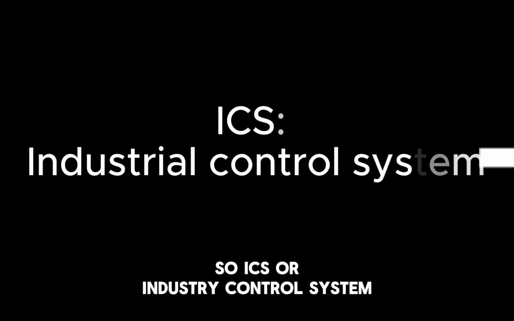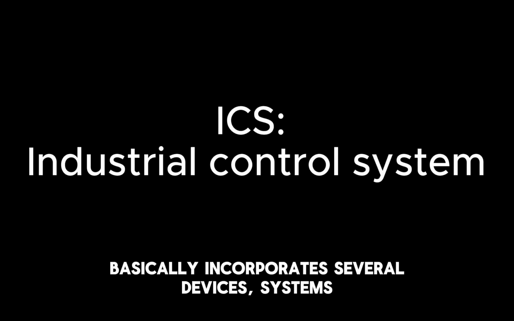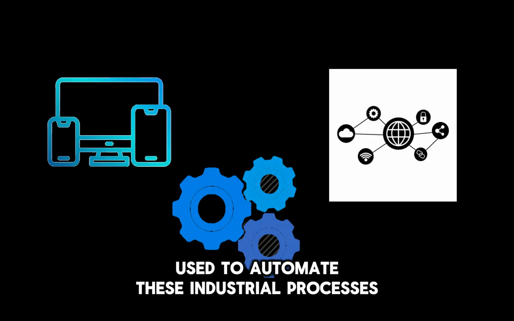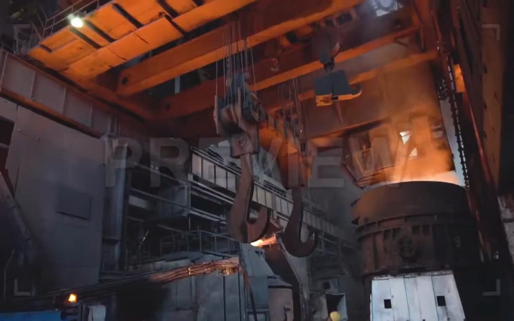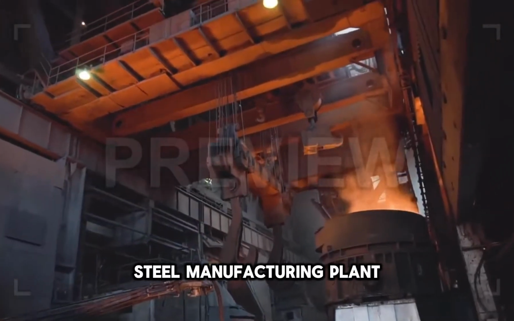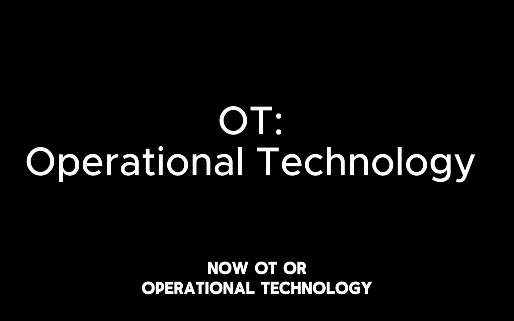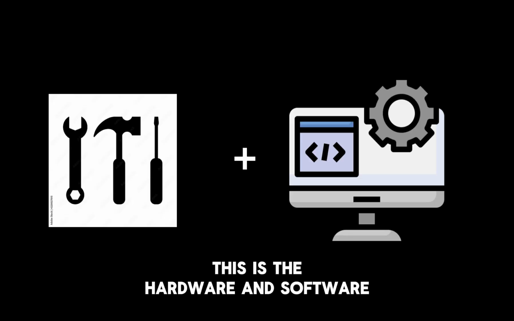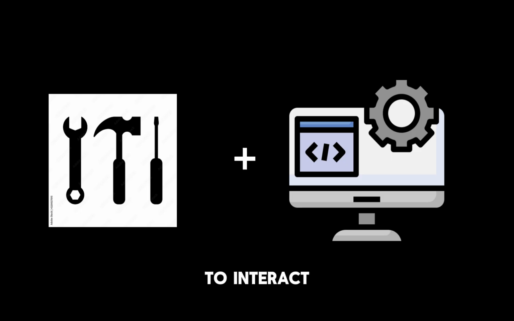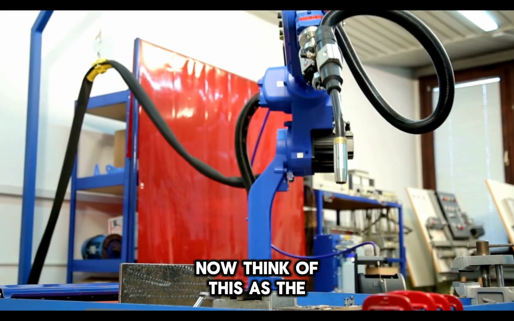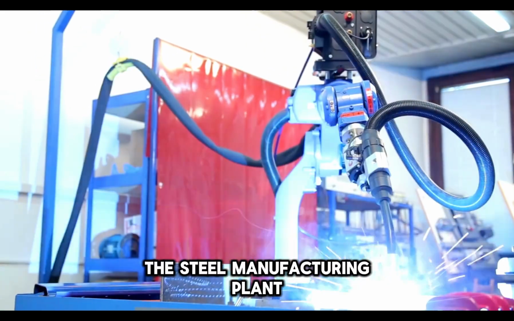So it's important to understand what ICS and OT is. ICS, or Industrial Control System, basically incorporates several devices, systems, networks, and controls used to automate these industrial processes. Think of it as a steel manufacturing plant. Now, OT, or operational technology, is the hardware and software that is used to interact with the physical world. Think of this as the robot arm bending steel in these steel manufacturing plants.